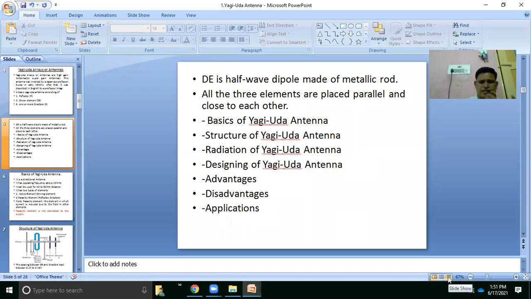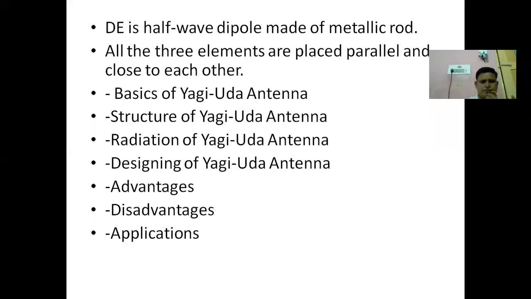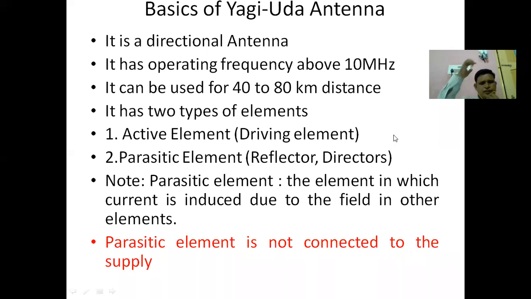First, we'll see the basics of Yagi-Uda antenna. This Yagi-Uda antenna is a directional antenna. What do you mean by directional antenna? A directional antenna can receive the electromagnetic waves in a particular direction only. That's why we have to adjust the antenna so that we can get good reception. That's why it is a directional antenna.